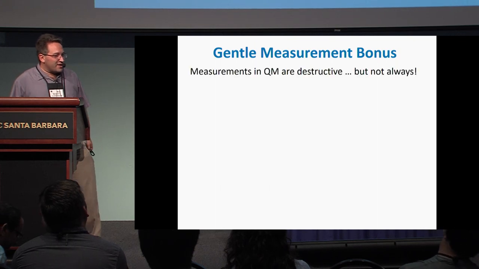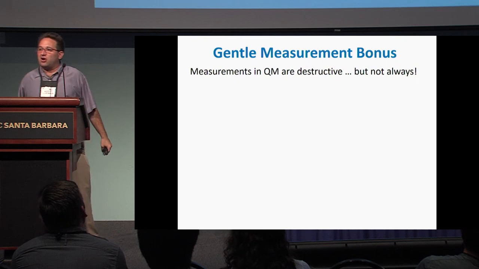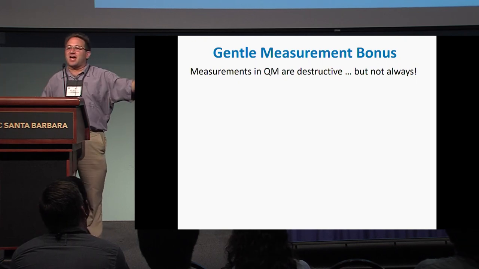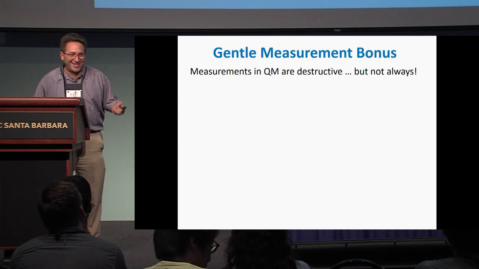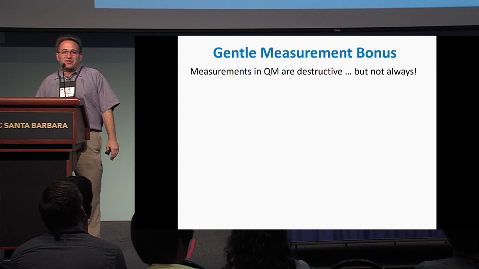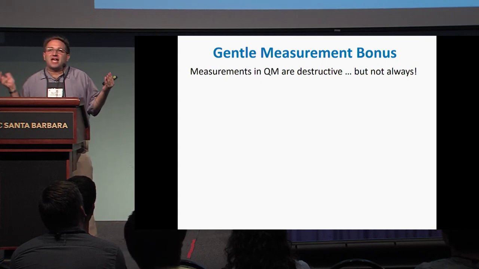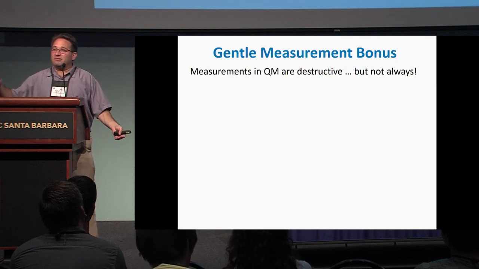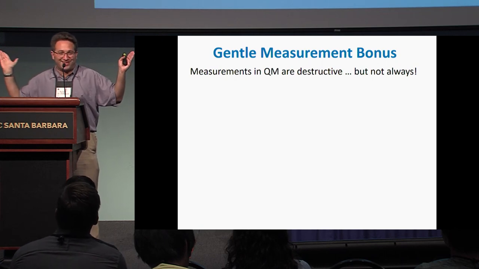So as you may have heard, measurements in quantum mechanics are destructive, right? You open the box, you check if the cat is alive or dead. Well, guess what? It's not in superposition anymore. But measurements are not always destructive. If you were kind enough to ask the cat whether it's alive plus dead or alive minus dead, then it may just tell you, yeah, I'm alive plus dead, and its state is completely unaffected by that.